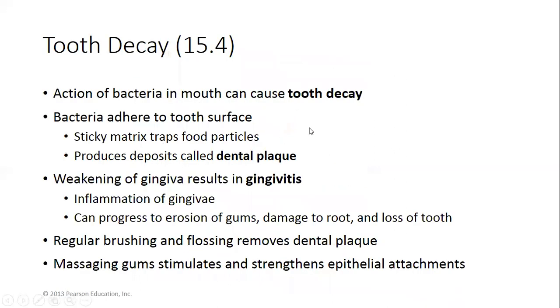Tooth decay is typically the action of bacteria in the mouth. They adhere to the surface of your tooth and can produce deposits called dental plaque. And then that plaque buildup over time can cause a weakening of the gingiva, resulting in gingivitis, which is an inflammation of the gingiva. The dental plaque can stay on teeth. Gingivitis is an inflammation of the gums. But regular brushing and flossing helps remove that plaque and prevent tooth decay.